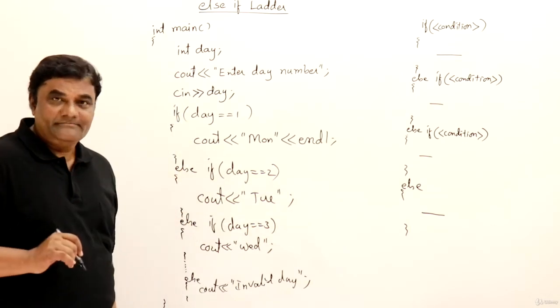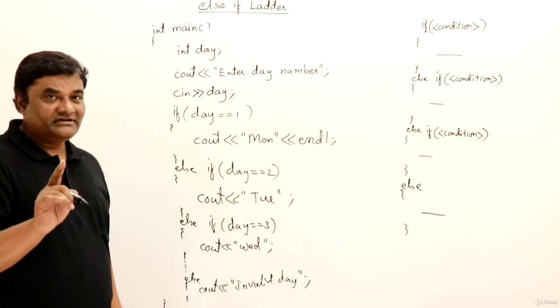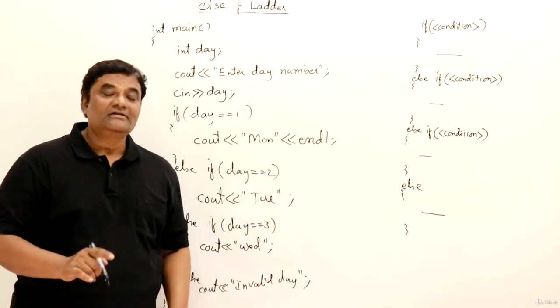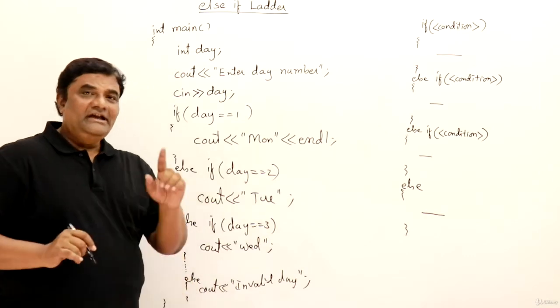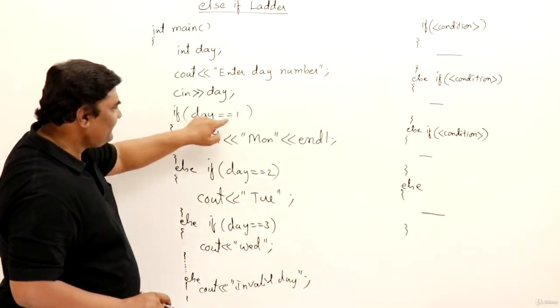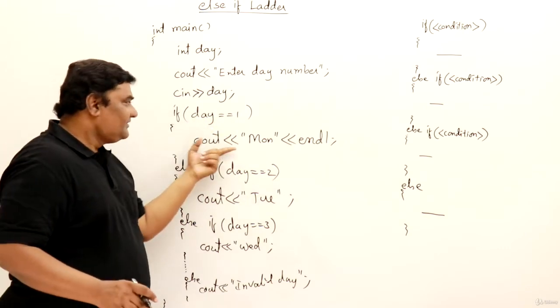Now, one important thing. We have to understand how it works. That will help us to understand the next topic. How it works, let us see. If I give a day number 1, it will come here and check if the day is 1. Yes, true. So it will print Monday.